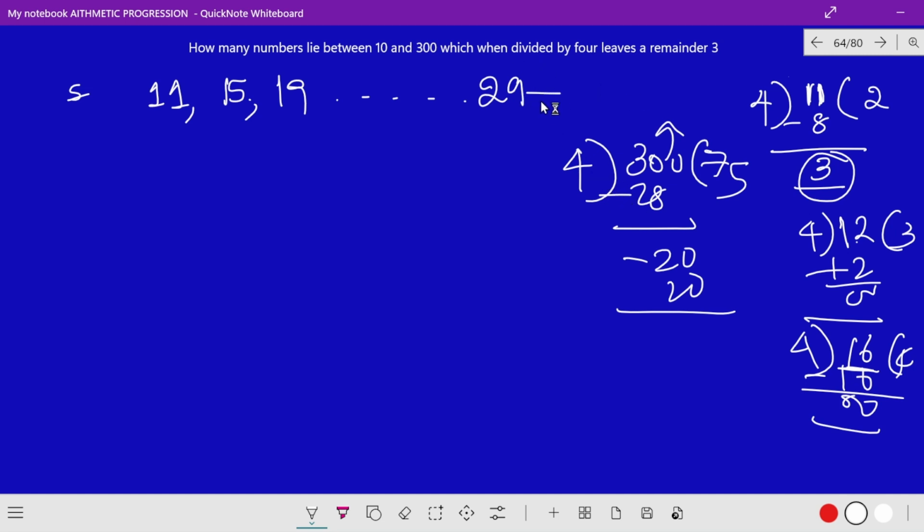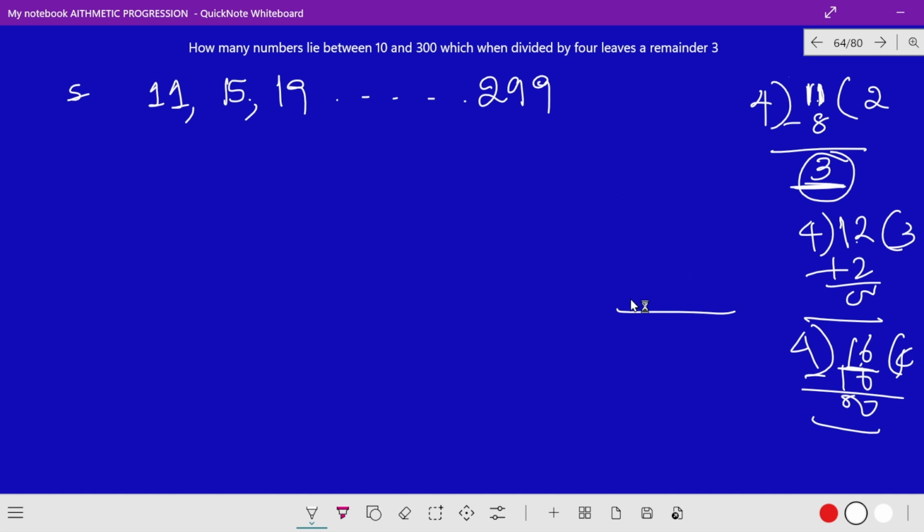Sorry, 299. Because here you see 12 is divisible by 4, so remainder 3 means it should be one number less, 11. Similarly here 16 is divisible by 4. One number less means it should become 15. This is the trick of finding out the number which is divisible by 4, leaving the remainder 3.